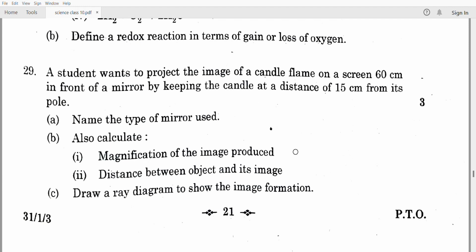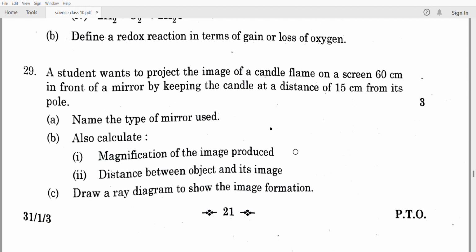The image distance is 4 times the distance of the object. Name the type of the mirror used. The image is in front of the mirror, so it is a concave mirror, because it always forms a real inverted image in front of the mirror except in the last case. Also calculate the magnification of the image produced. Magnification M is equal to minus V by U, so minus 60 by 15, which gives 4 in magnitude. The magnification produced is 4.